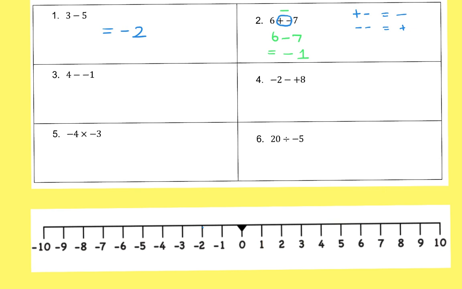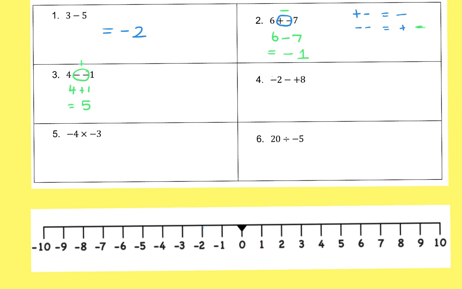Okay, question 3. We've got 4 minus -1. So we have the same problem. 2 signs next to each other. So we'll circle them and have a look at our rules. 2 negatives next to each other make a plus. So that becomes 4 plus 1, which equals 5.